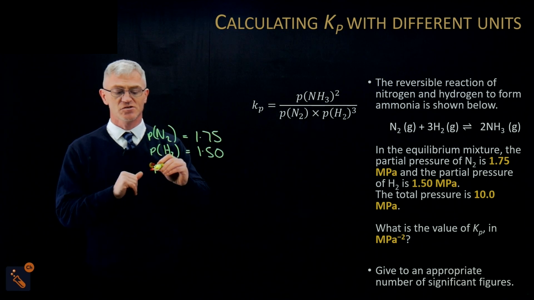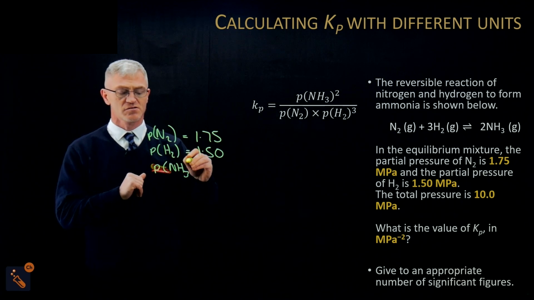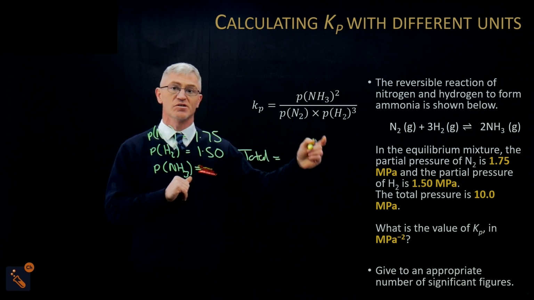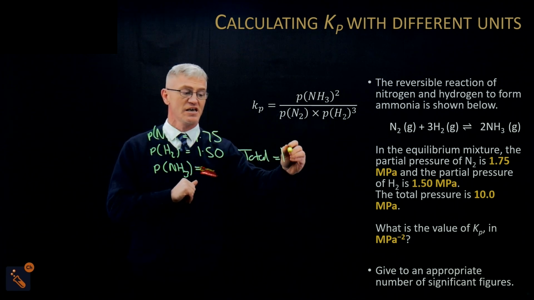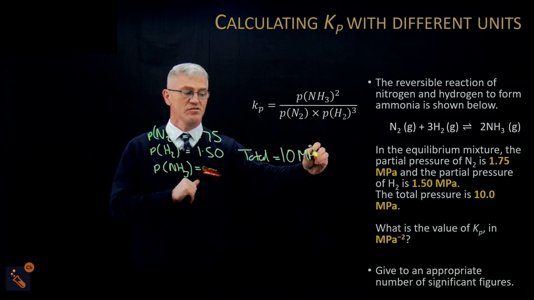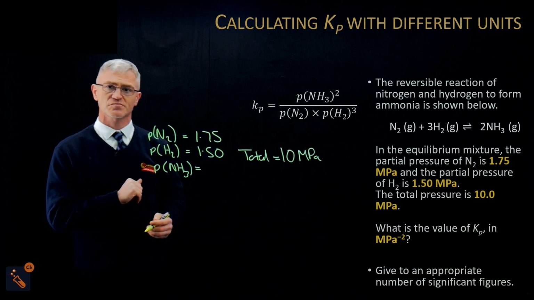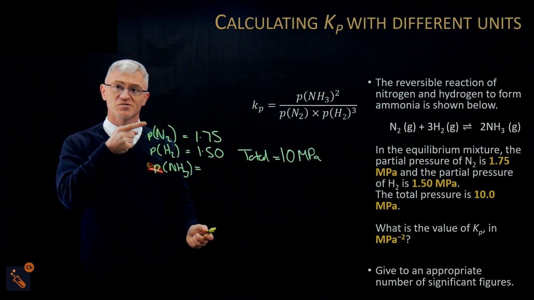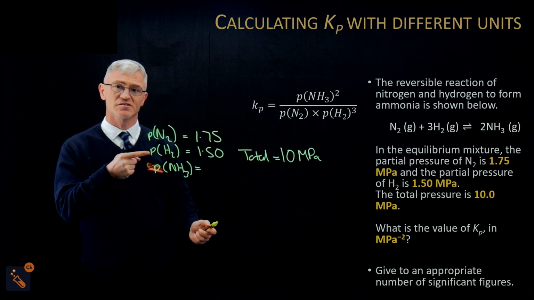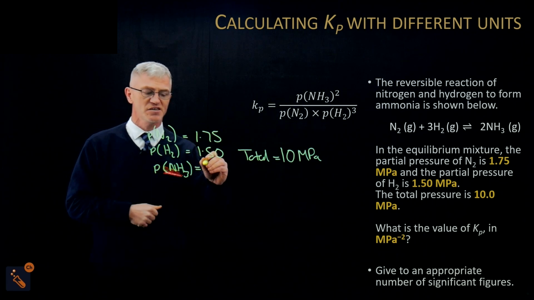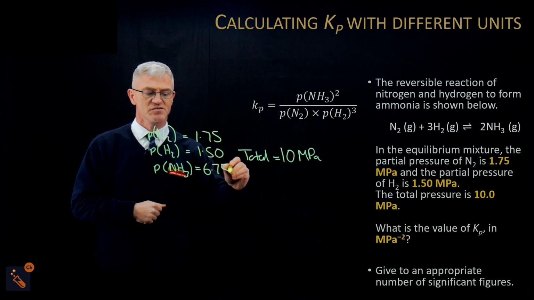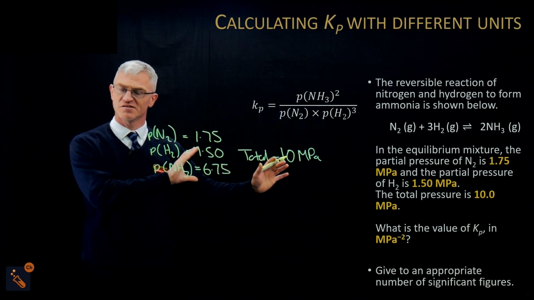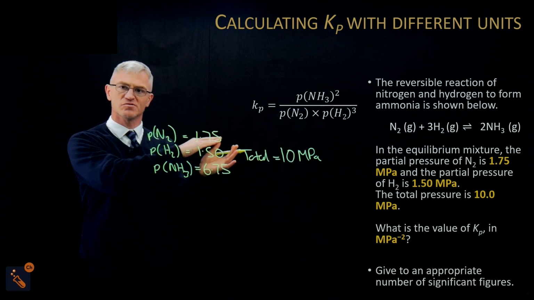Now, we don't know the partial pressure of the NH3, but we know the total from the question, we can look over here and we can see that it's 10. So that's 10 megapascals is the total. So all we have to do is say, well, the total must be all 3 of them added together. So we add this to this, and then we take it away from 10. And if you take it away from 10, you get 6.75.